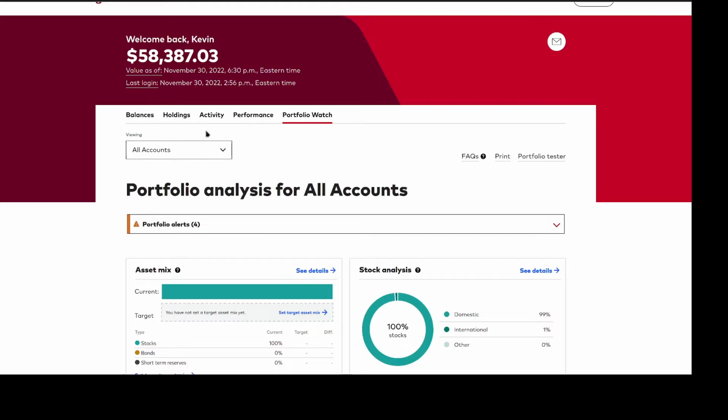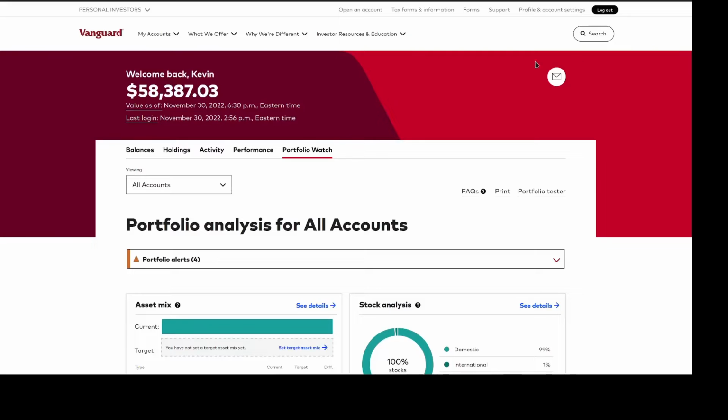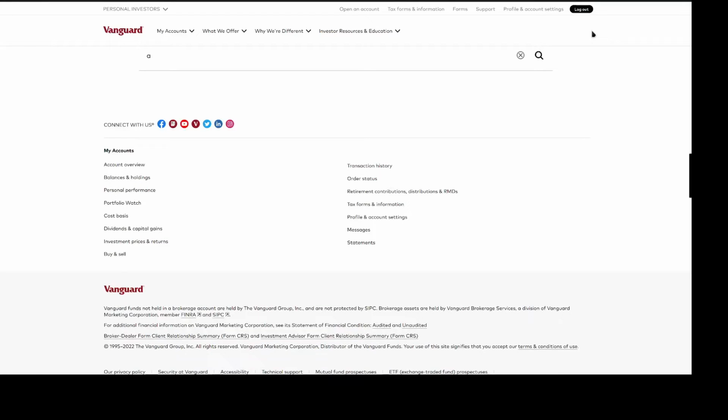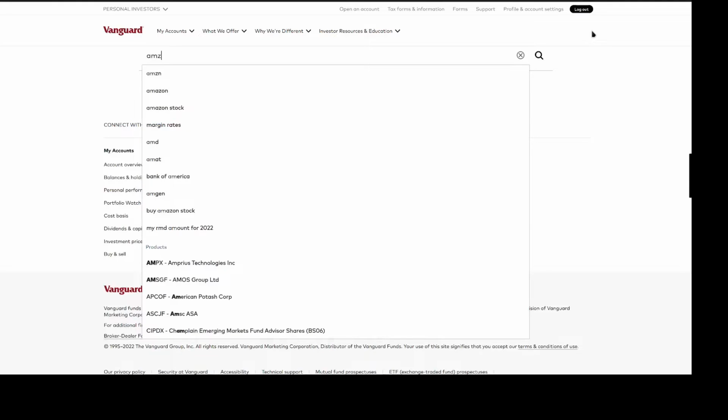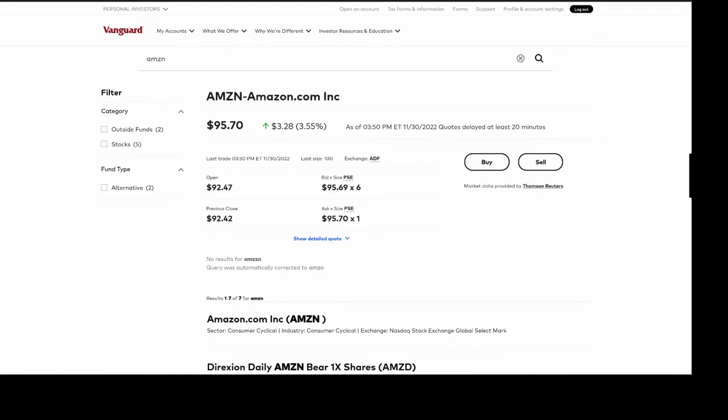like how do you place an order? Can you research a stock? Can you get a stock quote? So let's look at that. We're going to do the same one for each. We're going to look up Amazon, so the ticker symbol AMZN.